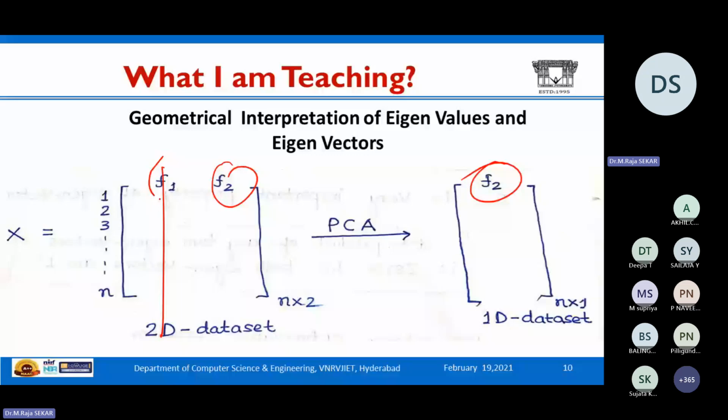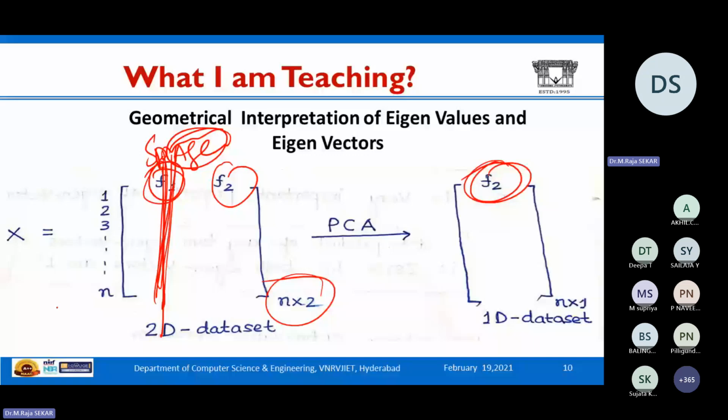In a class, if feature 1 is age, you may not find so much variation in terms of age. That's why this has less spread. Therefore, I am removing feature 1 and retaining feature 2. This n by 2 matrix is converted into an n by 1 matrix, meaning your 2D data set is converted into a 1D data set.